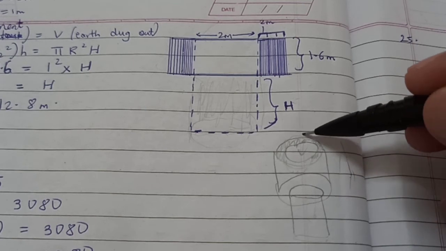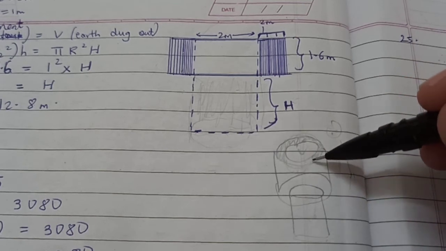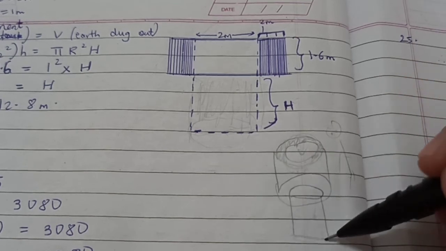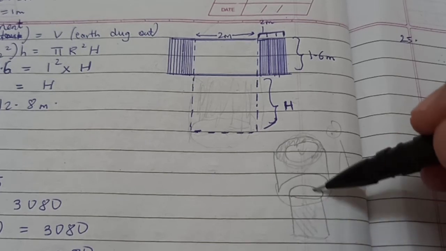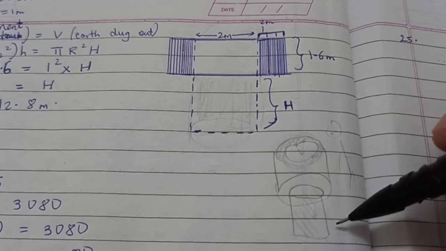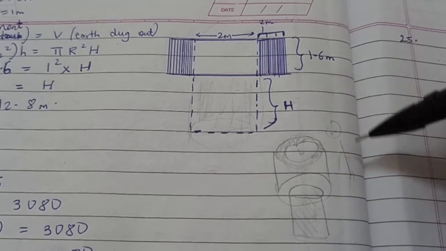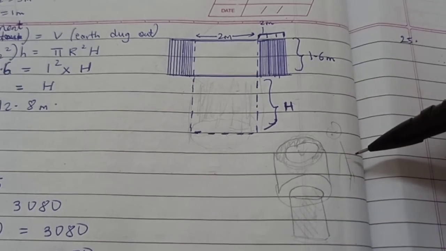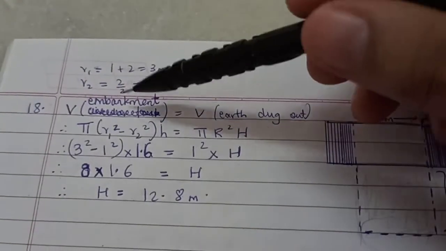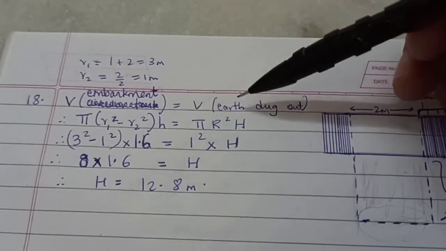So this material is earth. They are made up of earth. From where did we get this earth? From the earth which was dug up to create the circular tank. And the height of this embankment is also given, 1.6 meters. So it's very clear that the volume of the embankment is the volume of the earth dug out.